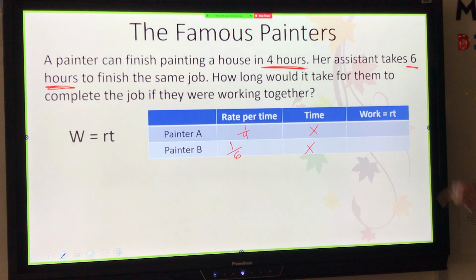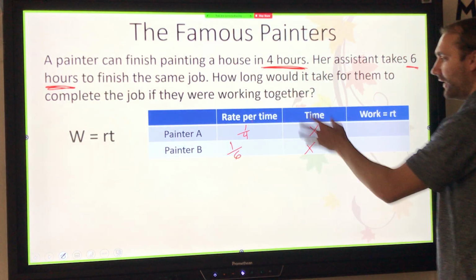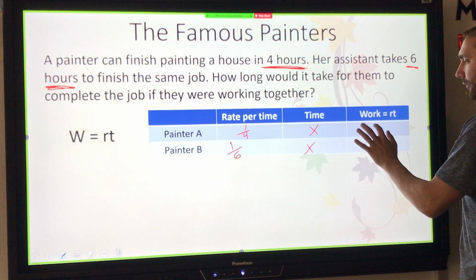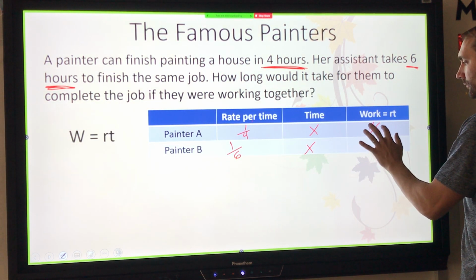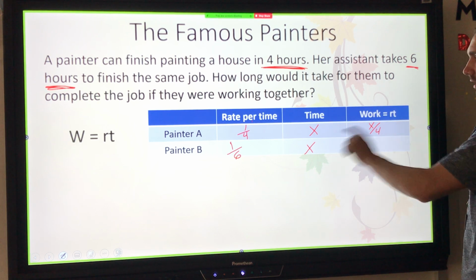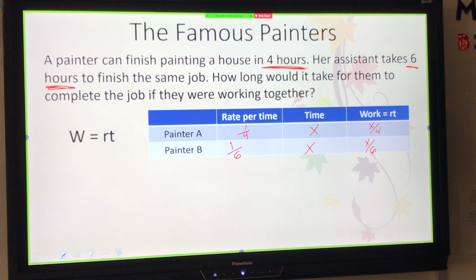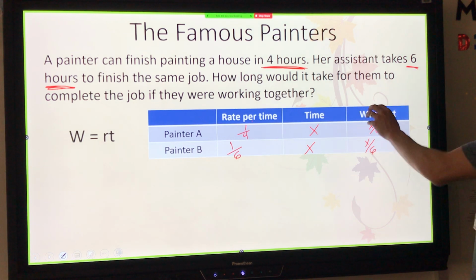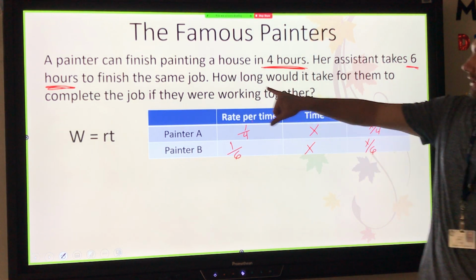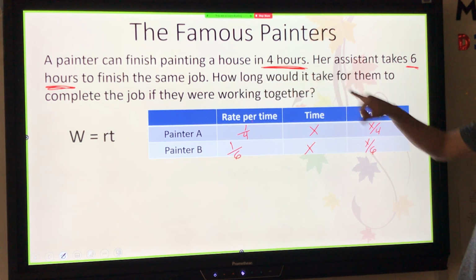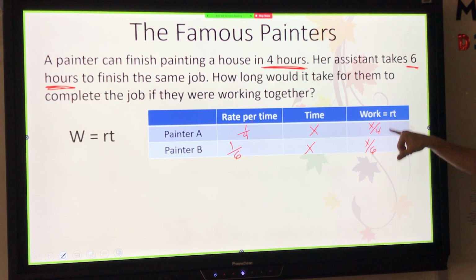So to find our work, we multiply our rate with our time. So that's X times 1/4, so that's X over 4. And X times 1/6 is X over 6. So the work with painter A is X over 4. The work with painter B is X over 6. Note that they both have X in the numerator, and where we put how fast they can do the job is in the denominator. So this is pretty much standard. This will stay the same.